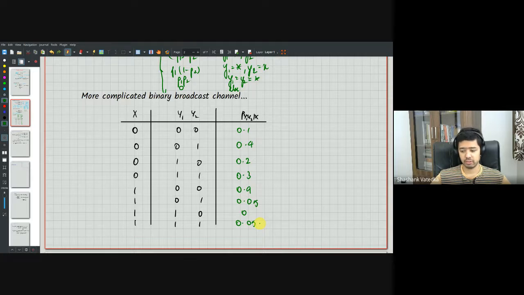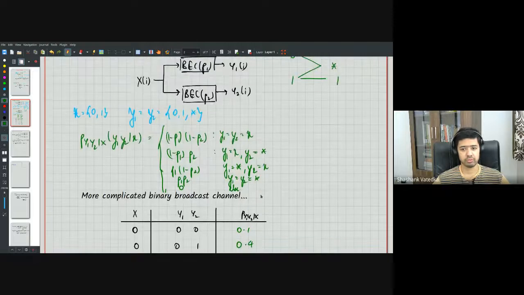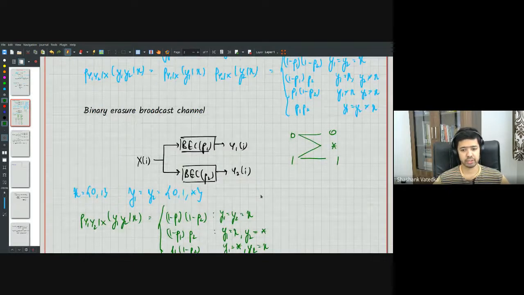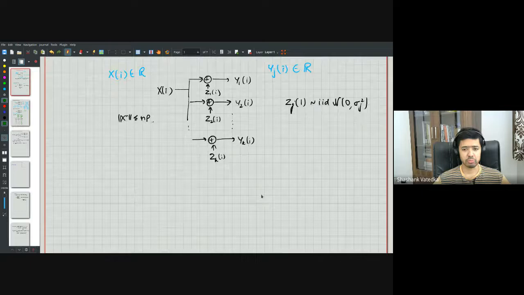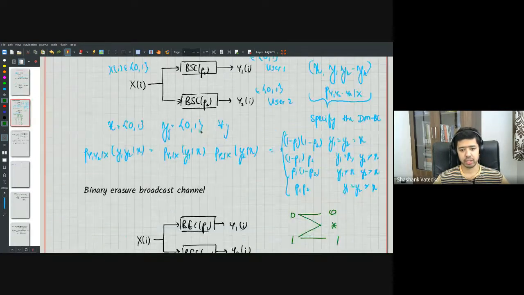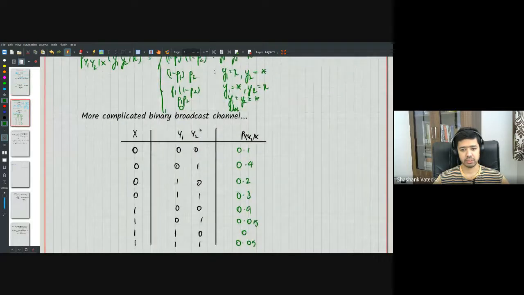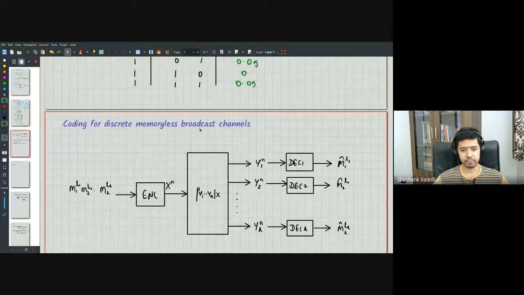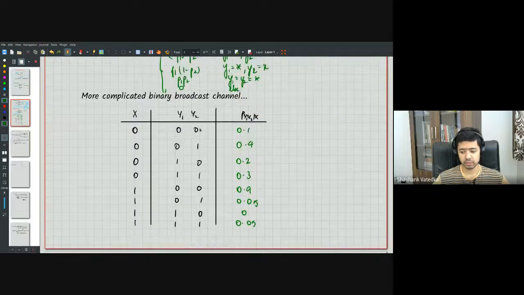All right. So these are examples of simple broadcast channels. But then you can have more complicated channels where you have fading coefficients, and you could have multiple antennas at the transmitter and the receiver and so on. But we'll stick to simple examples, and we'll analyze these in some amount of detail. Any questions so far?